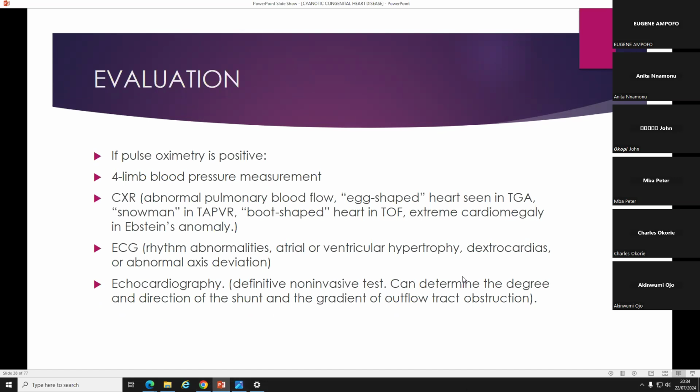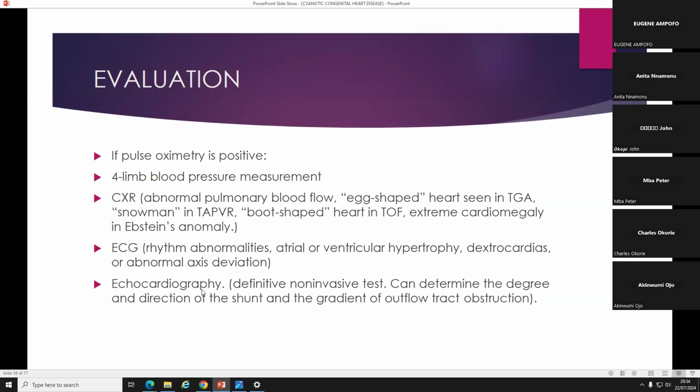If pulse oximetry is positive, you move to a 4-limb blood pressure measurement. Check blood pressure in all 4 limbs, and then you move on to chest X-ray. It's simple, it's accessible, and it can show a number of signs, pictures of which I'll show you in a minute. The egg-shaped heart seen in transposition of the great arteries, snowman in total anomalous pulmonary venous return, boot-shaped heart in TOF, extreme cardiomegaly in Ebstein's anomaly.